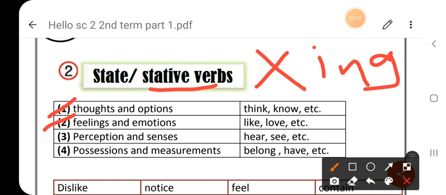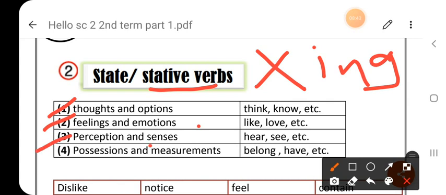Number 2, verbs that are related to feelings and emotions. Any verb that expresses feelings and emotions, we can't use ing with it, like love, hate, prefer. Why? I can't say, senior 2, I'm loving somebody. Why? Because if I want to put ing on a verb, it should show me a kind of action. So where is the action here if I love somebody? So again, such verbs for feelings and emotions, no ing.